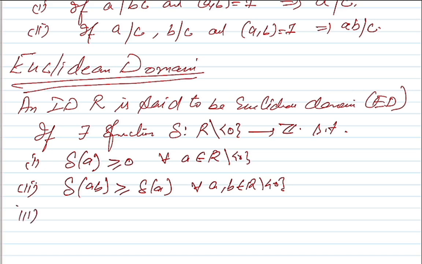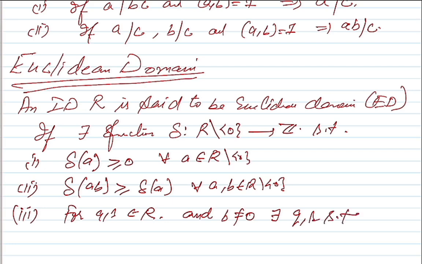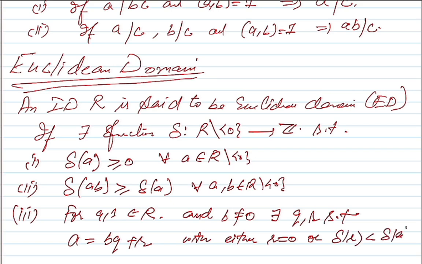And third and foremost, this is the Euclidean algorithm: for A, B belonging to R, with B non-zero, there exist Q and R such that A can be written as BQ plus R, with either R is 0 or delta of R is less than delta of B.